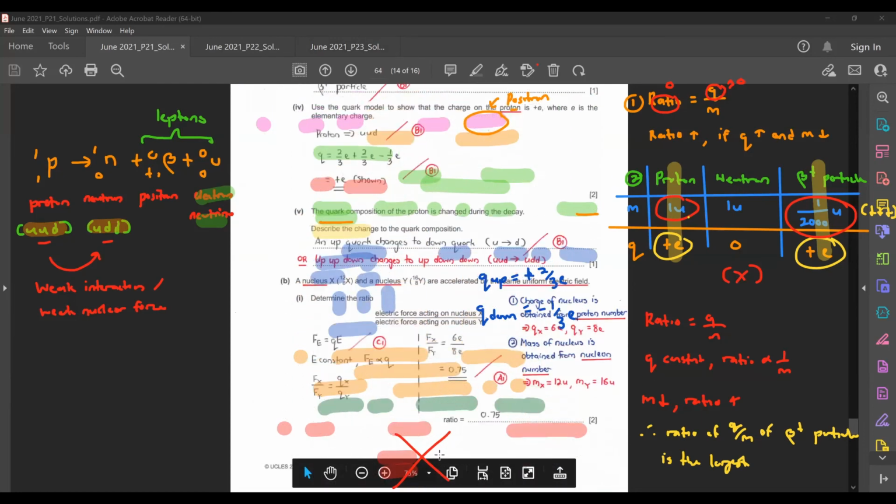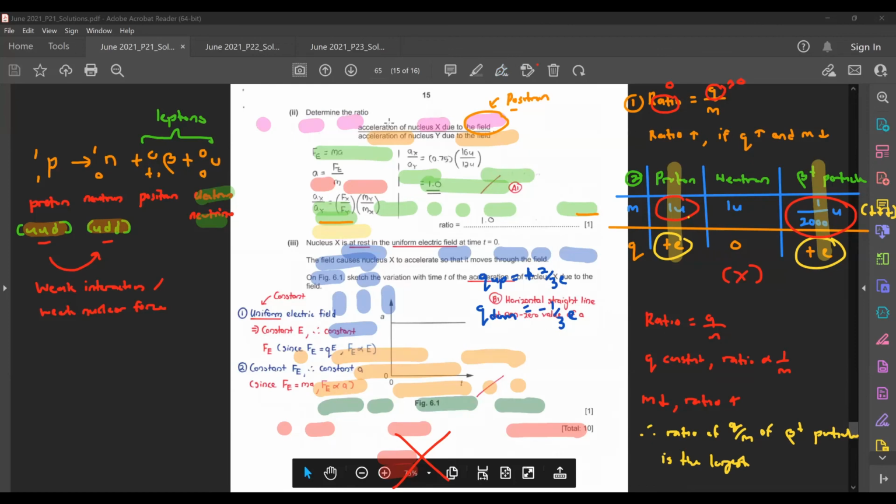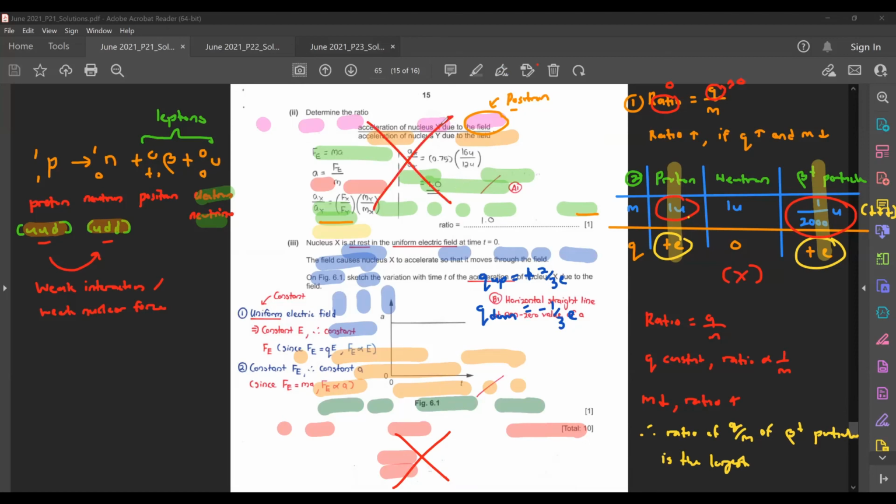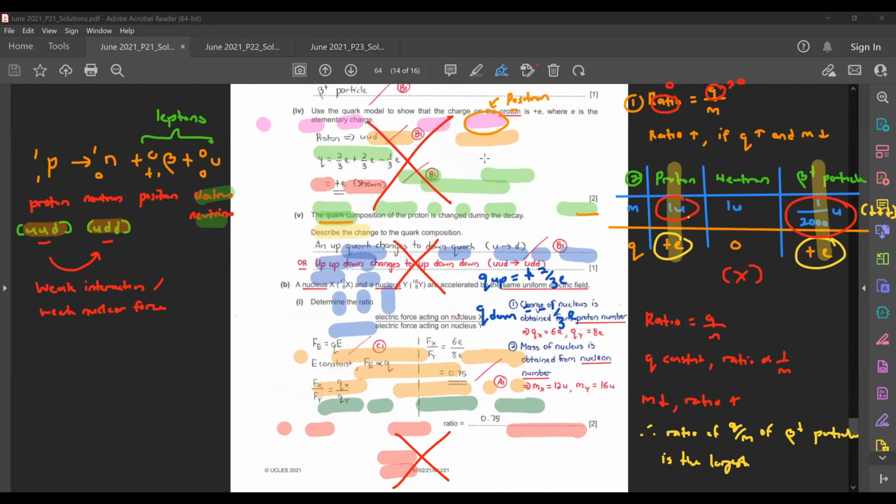The same can be said for the second part, where they ask you to find the ratio of the acceleration of nucleus Y to the acceleration of nucleus X due to the electric field. Again, this is no longer in your syllabus because it's in A2 now. So this one is out. Number 3 is also the same because it's still talking about electric field. So part B we won't discuss because it's under electric field.